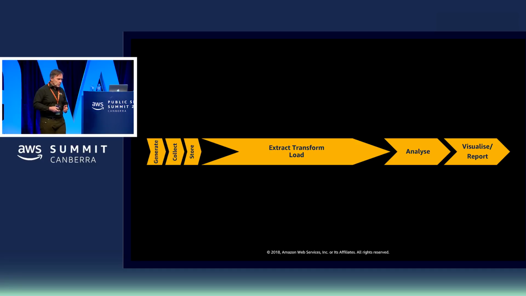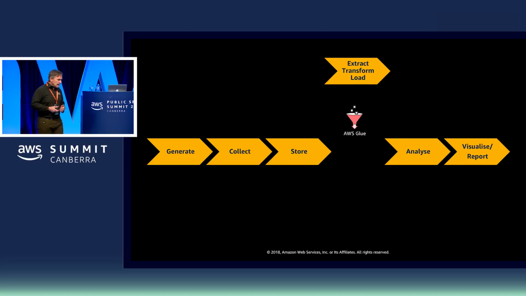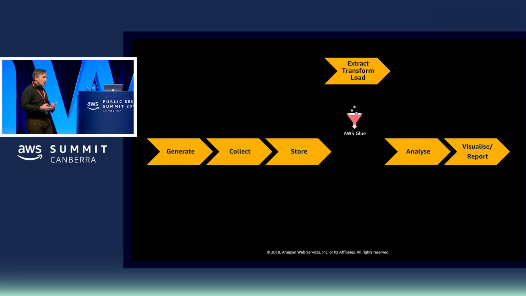And really the focus where you want to be is on the rewarding part, the analysis and consumption of that data. So the challenge that we're trying to solve is how to actually shrink that ETL process down so it's less of a burden for organisations to deal with. And this is where we come into Glue. So what I've done is I've suggested here that AWS Glue is potentially the one tool you need to use for most of your ETL requirements.